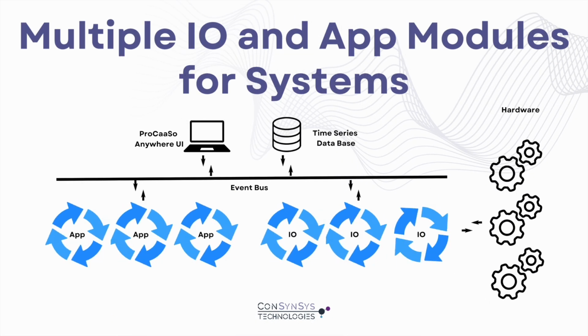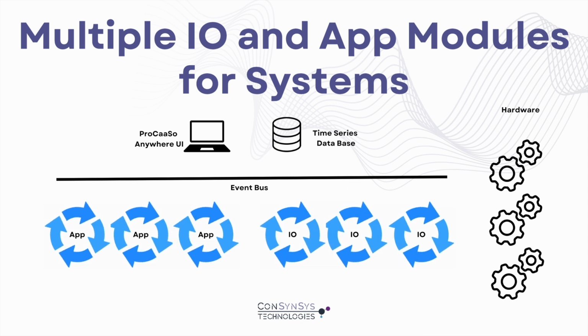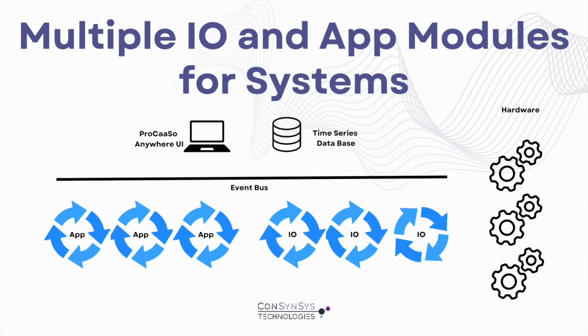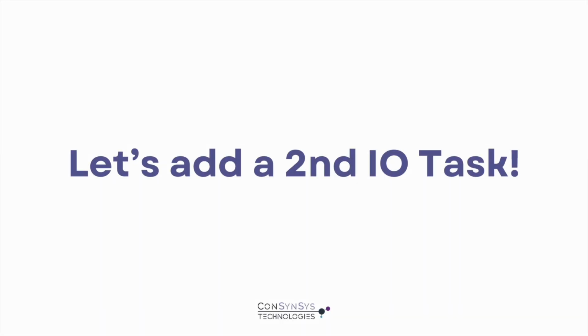One key feature of our system is the ability to incorporate multiple I/O and app modules with a single ENS package. This allows for standardizing system control while providing the flexibility to customize and organize hardware and control logic as needed. Let's demonstrate this by adding a second I/O module specifically for our environmental sensor.